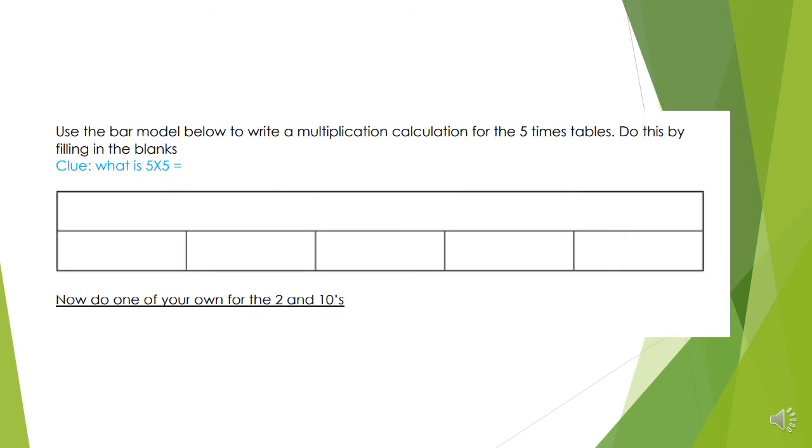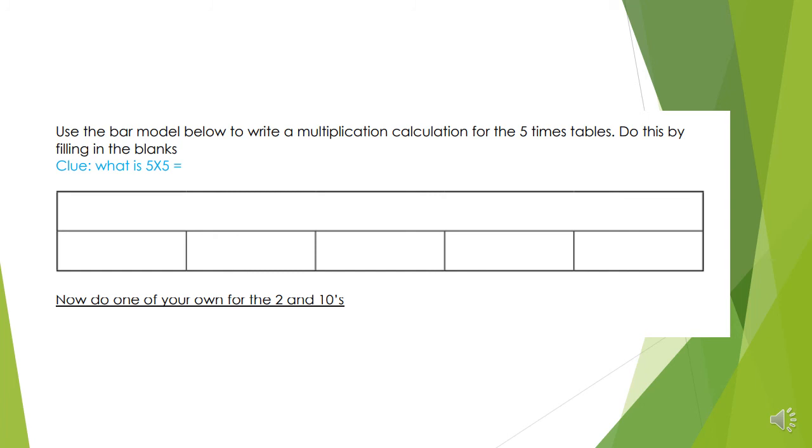Now we're going to have a quick look at a bar model. Use the bar model below to write down a calculation for the 5 times table. Do this by filling in the blanks. Clue, what is 5 times 5? Now we know in bar models that our product, our biggest number, goes on the top here, and the things that we're multiplying go down here.